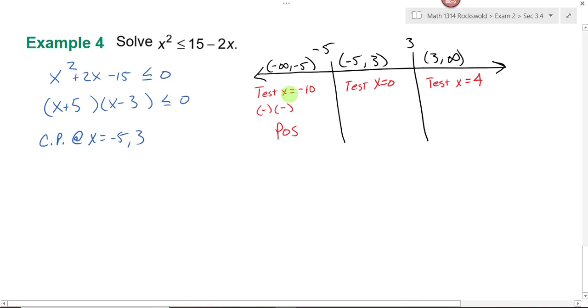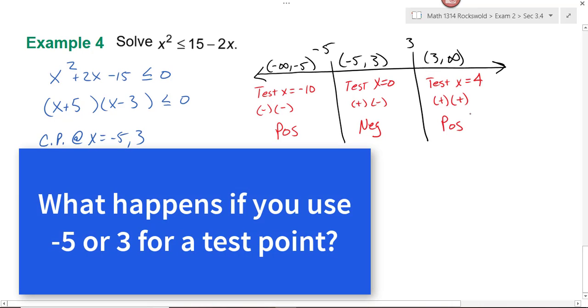Then we test 0. 0 plus 5 is positive. 0 minus 3 is negative. I'm going right here and replacing x with 0. And a positive times negative is negative. Then I'm going to plug in a 4. 4 plus 5 is positive. 4 minus 3 is positive. Positive times positive is positive. I'm only interested in the sign, not what the numbers are.